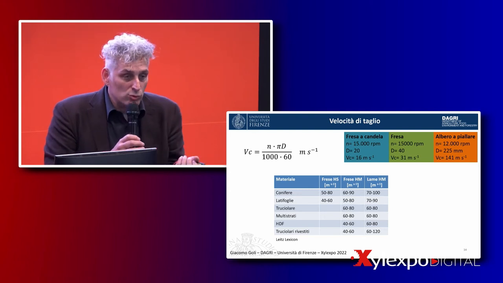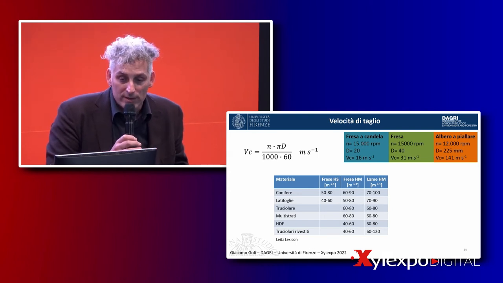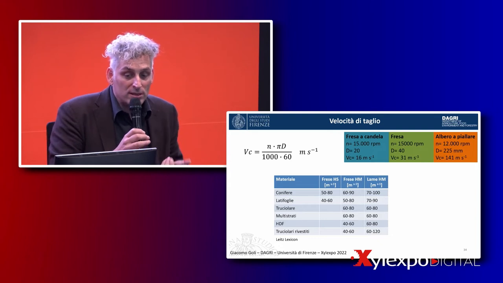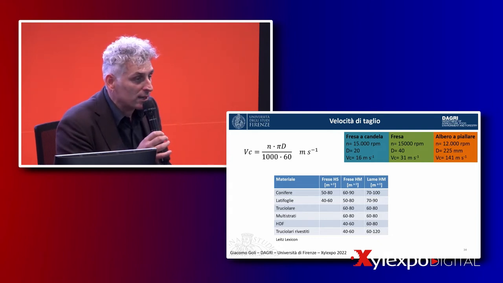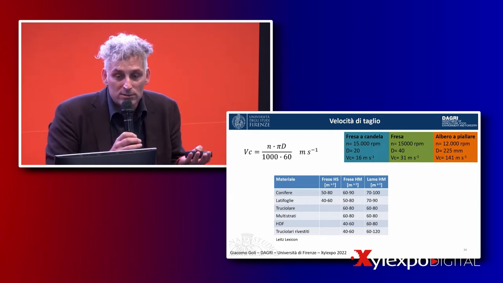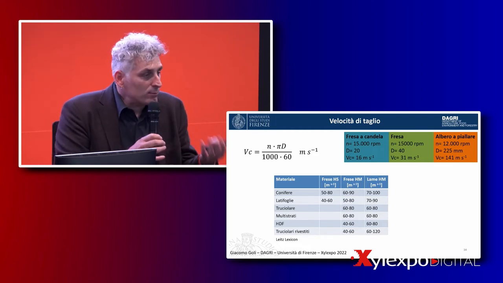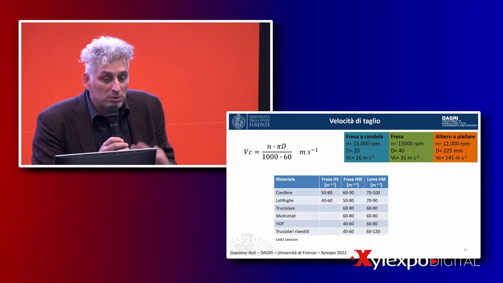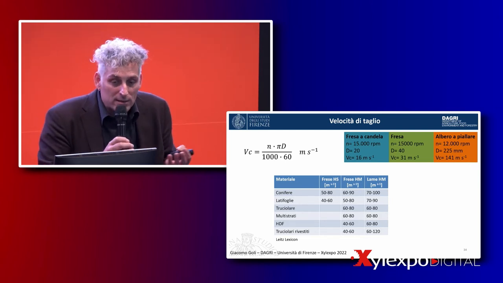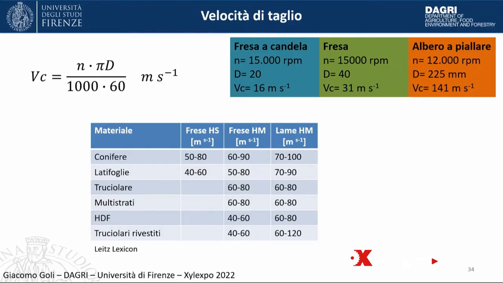You see that these three different working conditions immediately produce very different cutting speeds. In the first case, it is 16 meters per second, which is very low. And I'm talking about the end mill cutter. So, and here we're talking about 15,000 revs per minute.